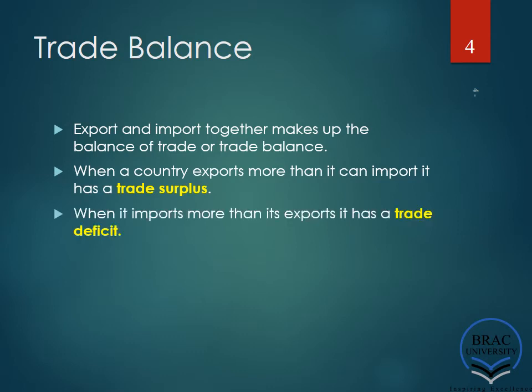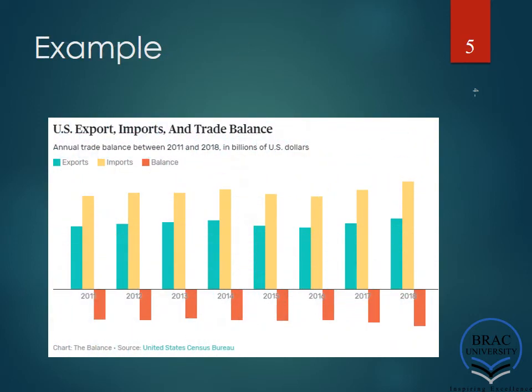Now, export and import together make up the balance of trade, or trade balance. So, when a country exports more than it imports, it has a trade surplus. And when a country is importing more than it exports, then it has a trade deficit. The government of a country would want a balance. They would never want a trade deficit because that puts them in a very vulnerable position economically, and that is also very threatening in the face of international politics.